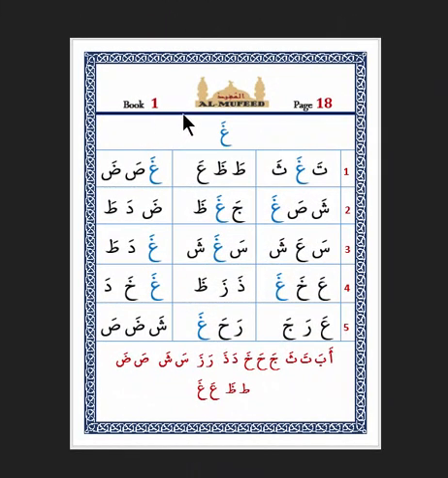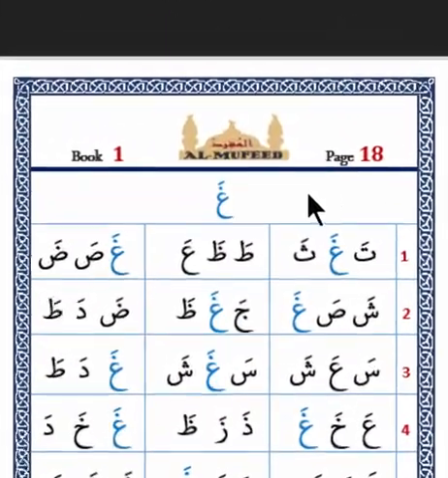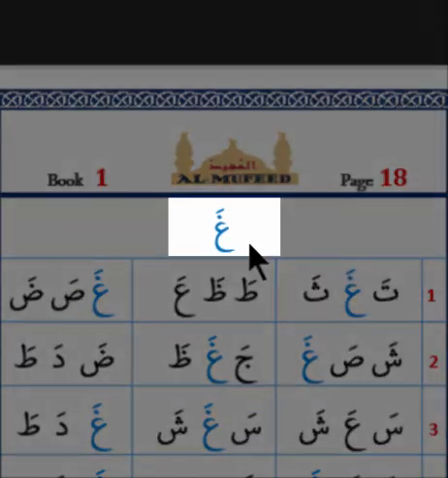Al-Mufid, Book 1, page 18. The title, Gha. This is a heavy pronunciation letter, so make sure you pronounce it heavy. A common mistake is to pronounce it light. The correct way is to say Gha, Gha. You can feel the echo.